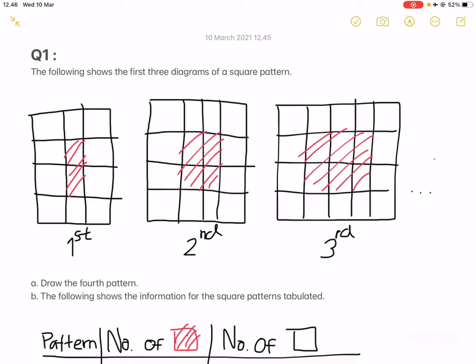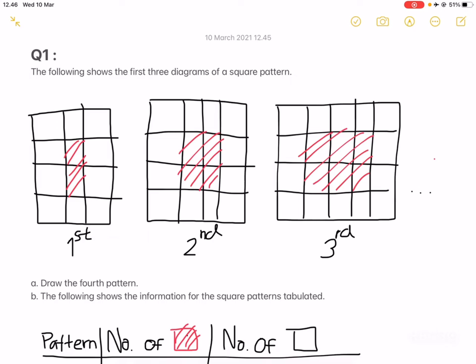Today we're going to look at more number pattern and sequences example problems, and some of these may be a bit difficult because I've upscaled the difficulty. So anyways, this is question 1.